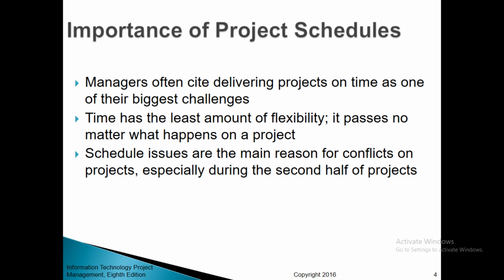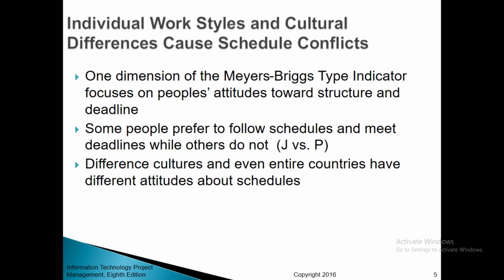Individual work styles and cultural differences cause schedule conflicts. One dimension of the Myers-Briggs Type Indicator focuses on people's attitudes toward structure and deadlines. Some people prefer to follow schedules and meet deadlines while others do not. J versus P.